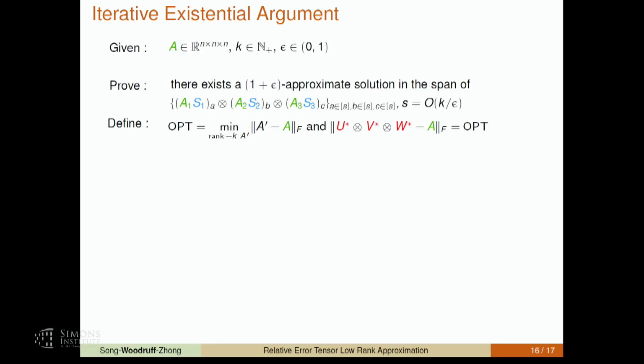Okay. I don't know any of these factors. But let me just pretend that I somehow knew V star and W star. So let me think of those as being fixed. This is just a hypothetical argument.